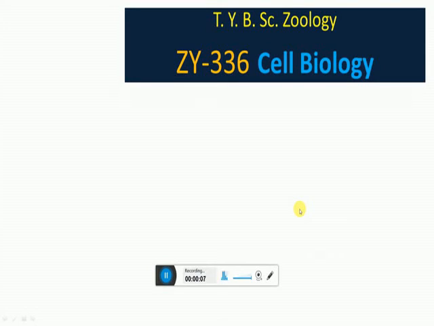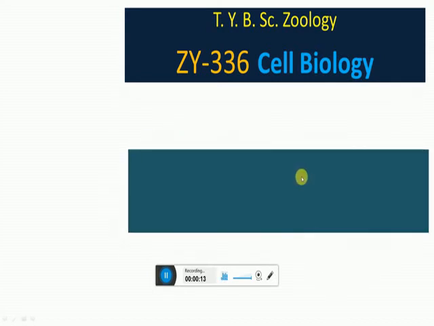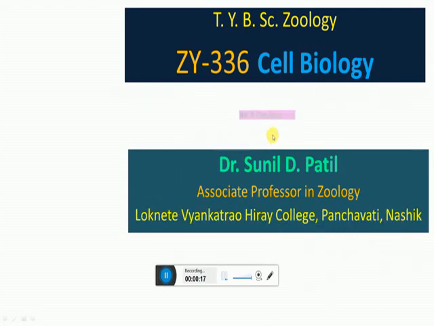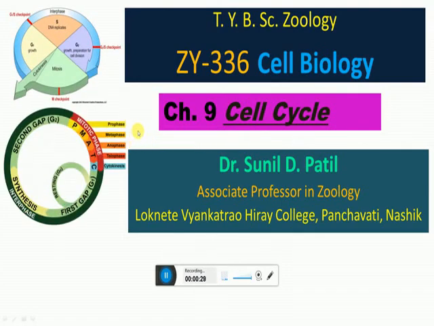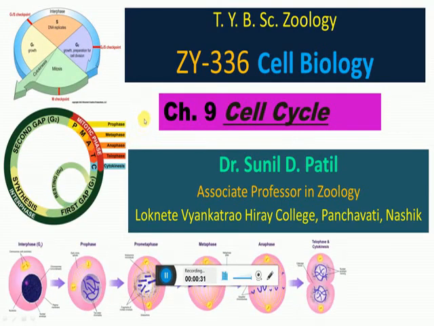This is lecture 9. We are starting a new chapter. Chapter 9 is the cell cycle. The cell cycle includes the stages of the cell cycle, that is the G1, S, G2 phases, as well as the cell division, that is the mitosis. So it also includes the mitosis, meiosis, and differences between mitosis and meiosis.